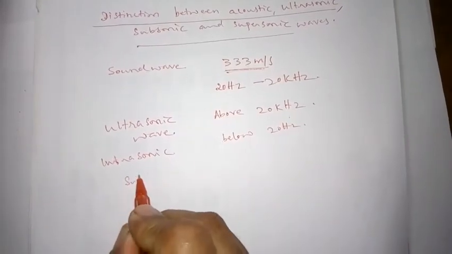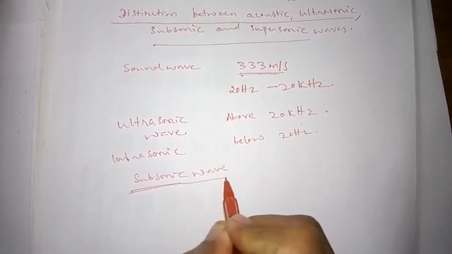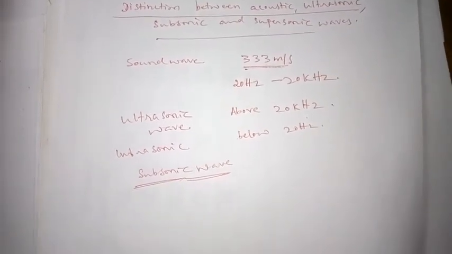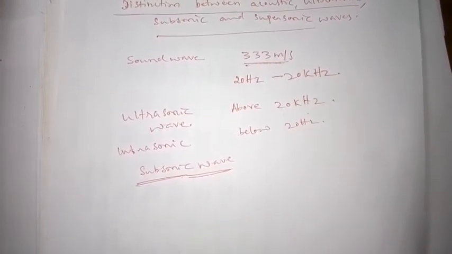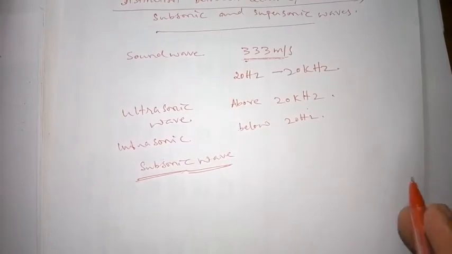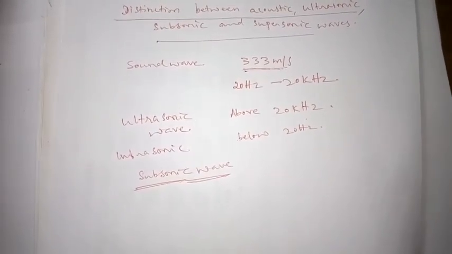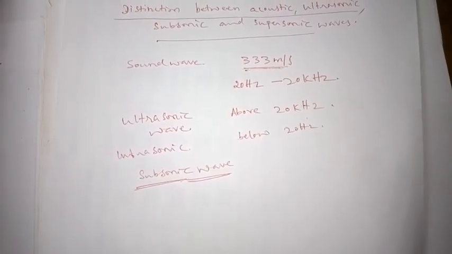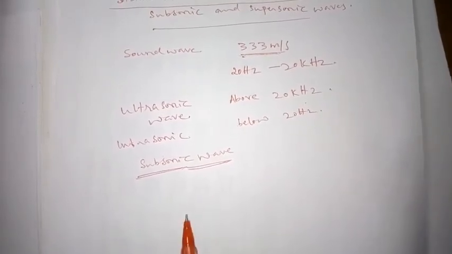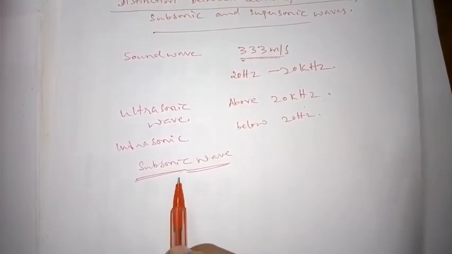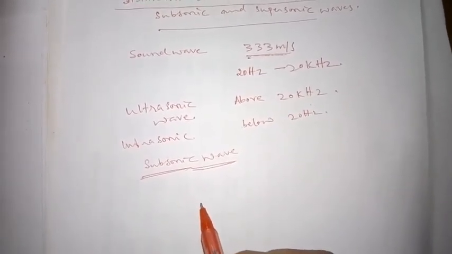So the first classification is subsonic wave. Here the speed of the body or mechanical wave in the fluid is lesser than that of sound. So in a particular medium or fluid, the velocity is lesser than sound. The speed is referred to as subsonic. Sonic means sound, so subsonic means less than sound. That's exactly the meaning.